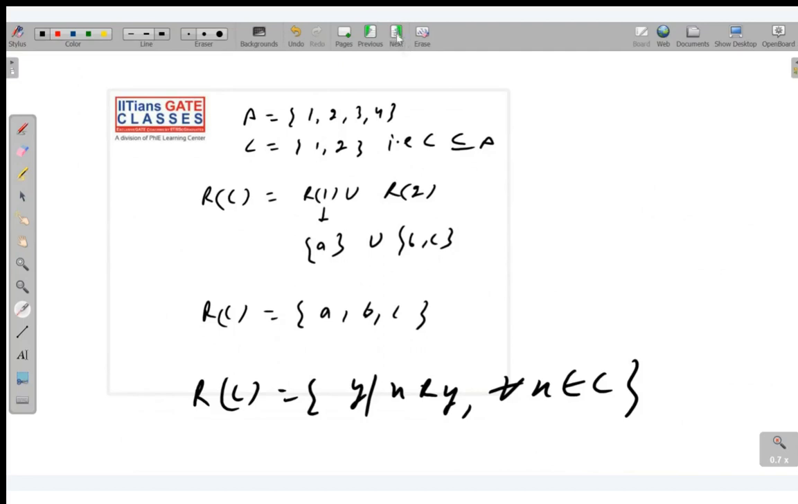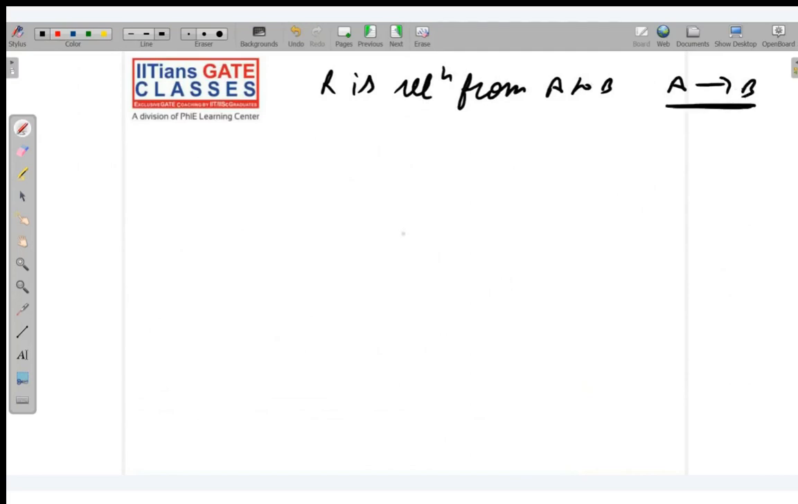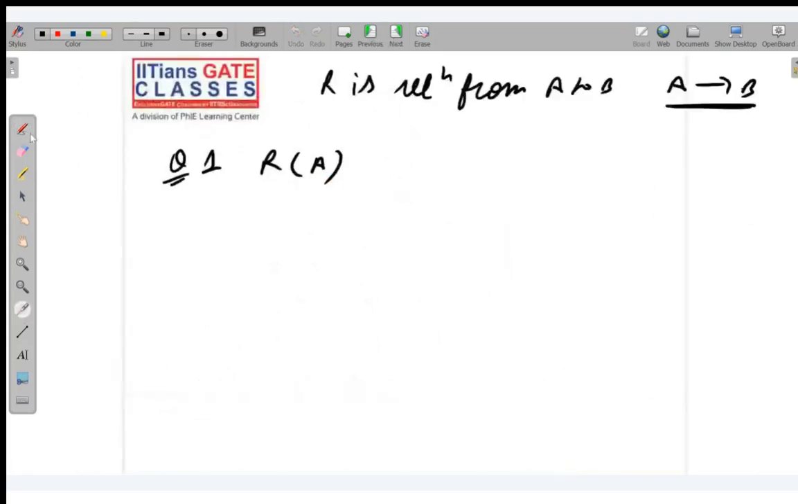So R is a relation from A to B. If I say R is a relation from A to B, we will write it like this, A to B. Okay, so question number 1, what is R of A itself? I have told you now, we can write any subset. So A is a subset of A, so I can write R of A itself. R of A means what? All those elements of B which are related to some elements of A. So what we will get? Range of R.